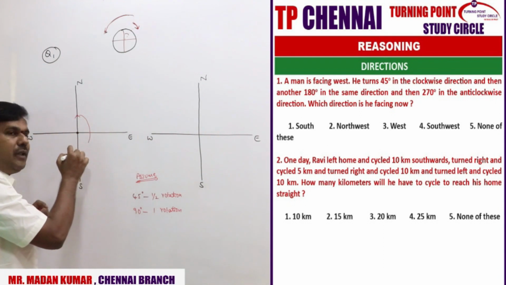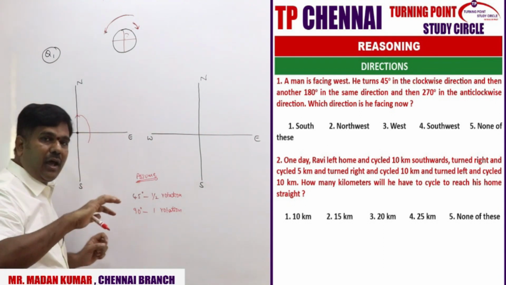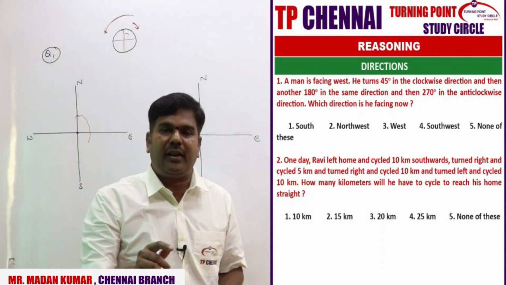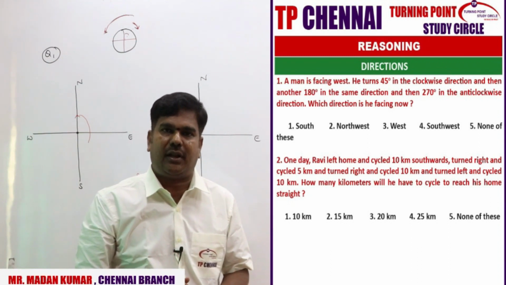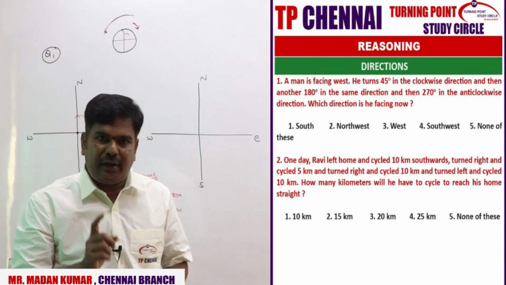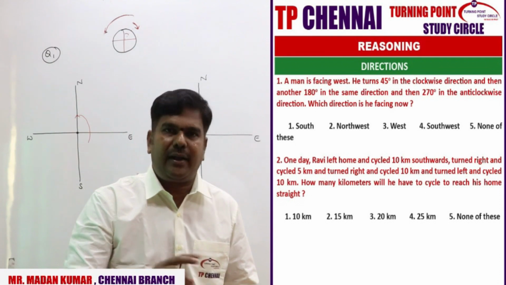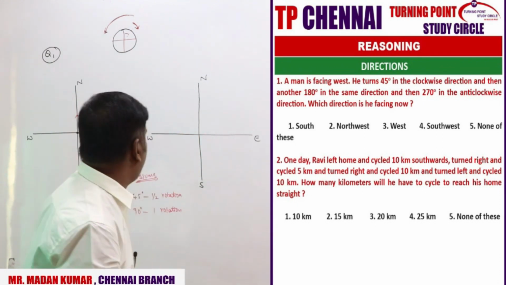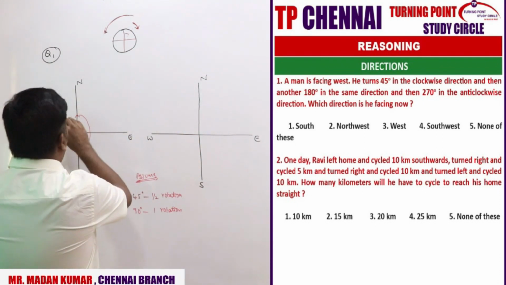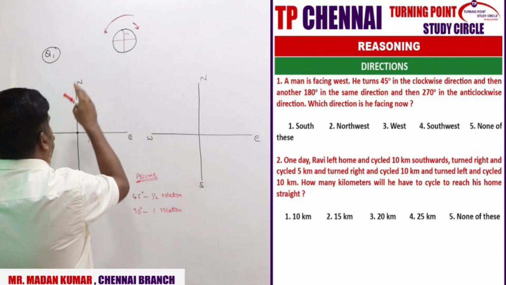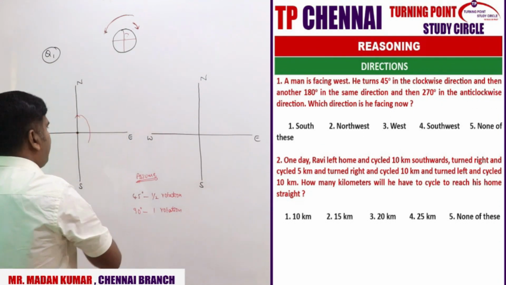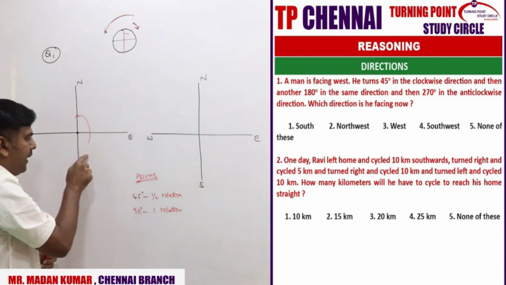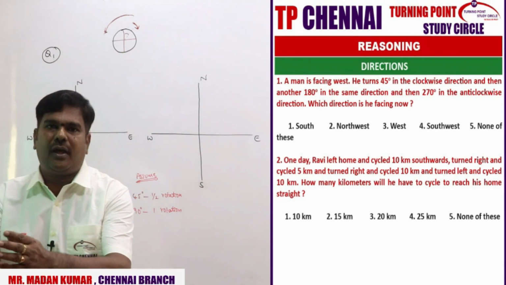180 degrees is completely ulta. 180 degrees clockwise or anti-clockwise, finally the person will be facing the same direction. Always remember, 180 degrees clockwise or anti-clockwise, we face the same direction. Say that I am facing north, I turned 180 degrees in the clockwise direction. 180 is 90 and 90. Finally, what direction are we facing? South.